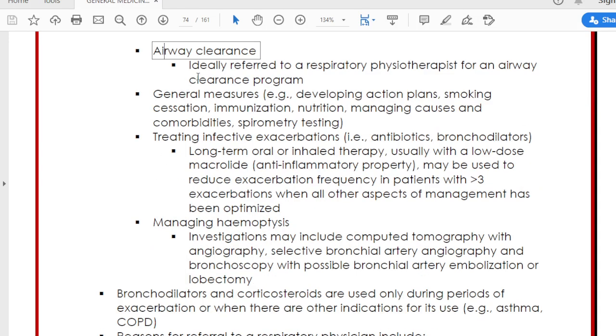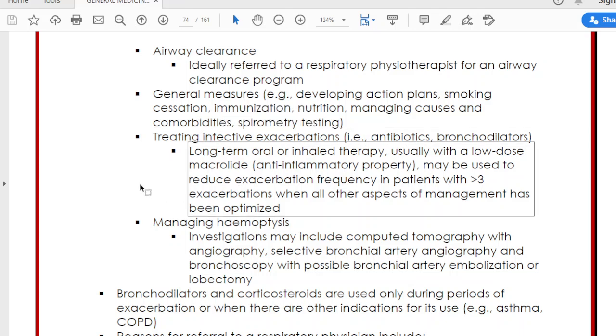Airway clearance. Ideally referred to a respiratory physiotherapist for an airway clearance program. General measures, for example developing action plans, smoking cessation, immunization, nutrition, managing causes and comorbidities, spirometry testing. Treating infective exacerbations, i.e., antibiotics, bronchodilators.